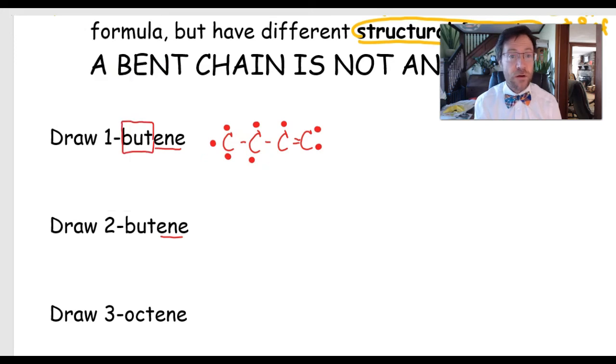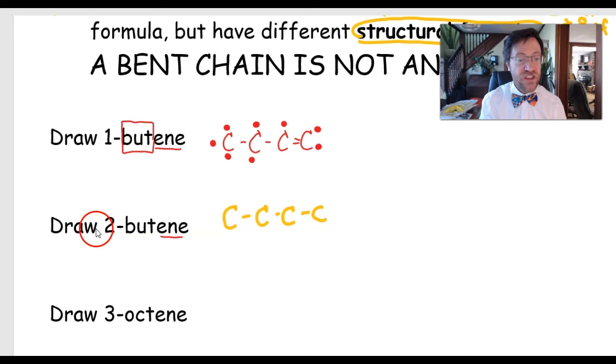Let's try another one. Let's try 2-butene. All right. Prefix but, meth, eth, prop, but. Now this one says 2-butene, so I'm going to have to go in 2. Bond position 1, bond position 2. That's where my double bond is going to be.